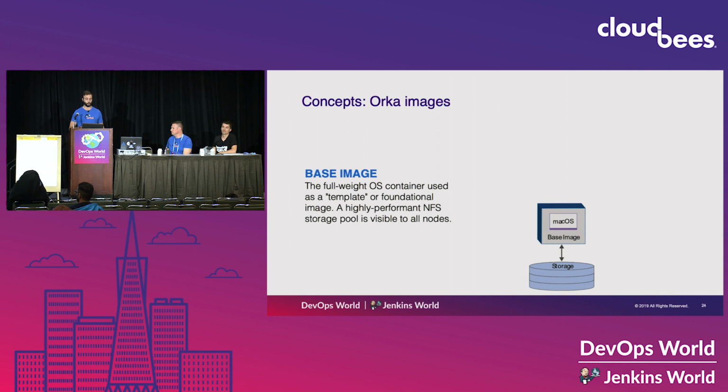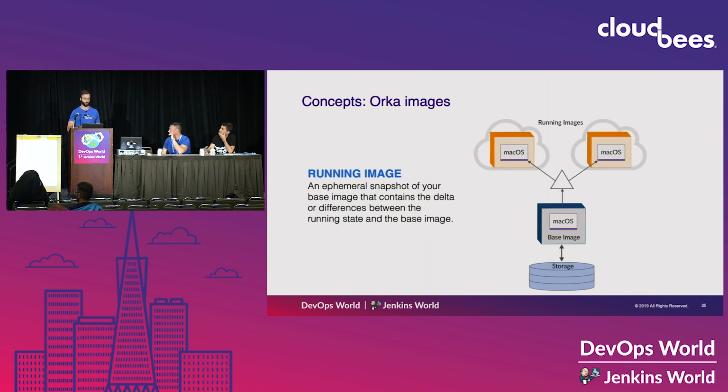So another important term is our base image. This is like our VM template. This is your primary disk for your virtual machine. It's where your data is persisted. It lives on highly performant shared storage that's accessible by any machine in your Orca cluster, which brings me to my next point, your running image.